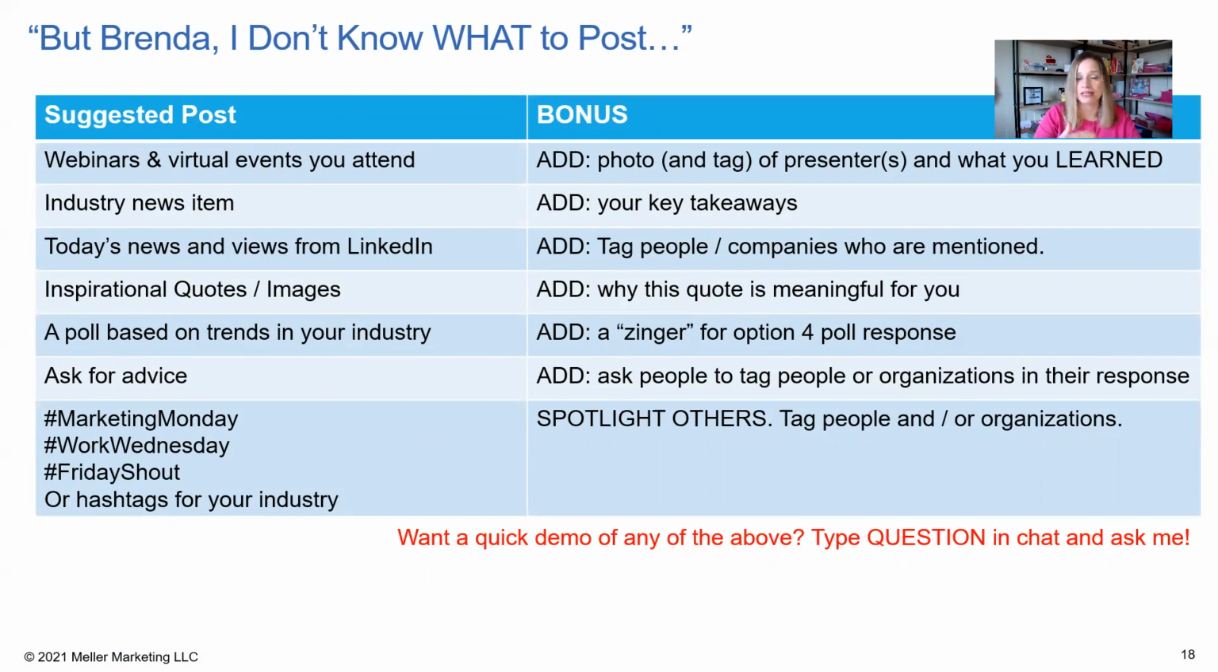I'm not going to read through everything in the list here, guys, but you can see inspirational quotes is another idea. You could do a poll based on trends you're seeing in the industry, put a four-option response and put a zinger for option number four. It's a great technique. I do that all the time. You can ask for advice. You can ask people for suggestions on networking groups while you're in career transition.